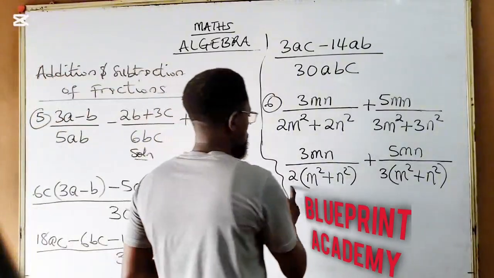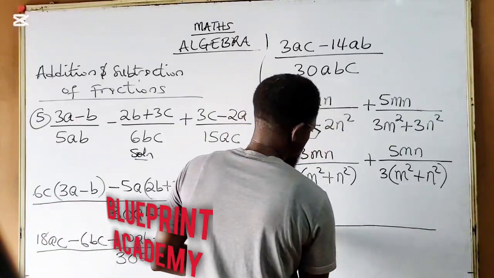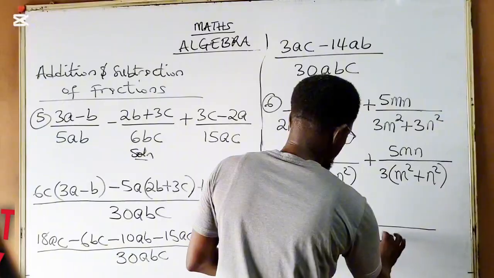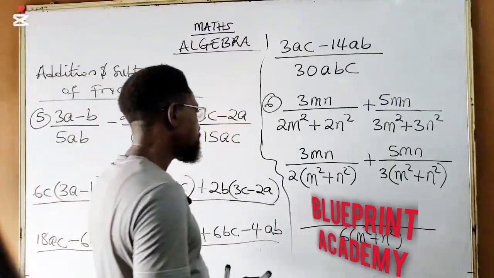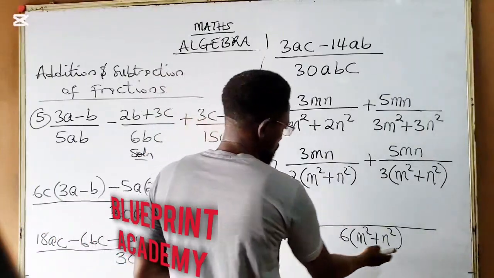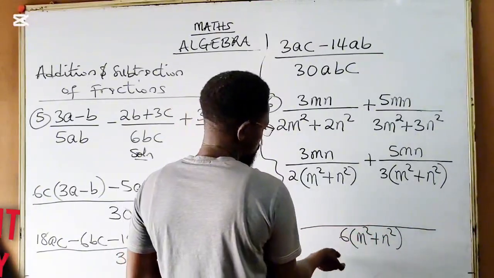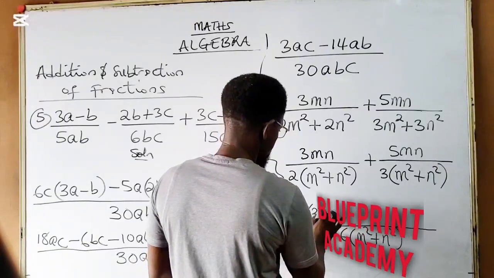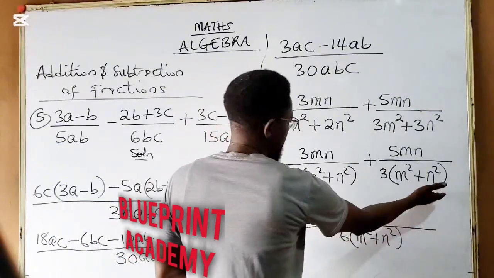So we just multiply 2 by 3. That will give us 6. So I have 6 into m squared plus n squared, because it's common to both of them. So that's our LCM now. So now everything here is divided by this one. That will give us 3, because this one we cancel out. So 6 divided by 2 will give 3. So I have 3 into 3mn. Then plus, this one here divided by this.